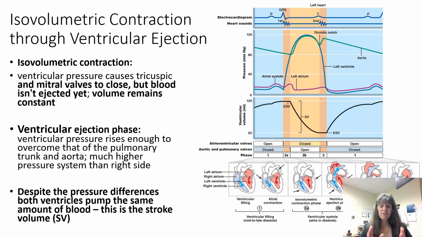Despite the fact that the left ventricle has to generate more force than the right to get blood to flow all the way through the body, as opposed to the right side, which is only sending blood to the lungs, despite those pressure differences, there's still the same amount of blood being pumped by the ventricles. And this amount of blood being ejected from the ventricles is called stroke volume.